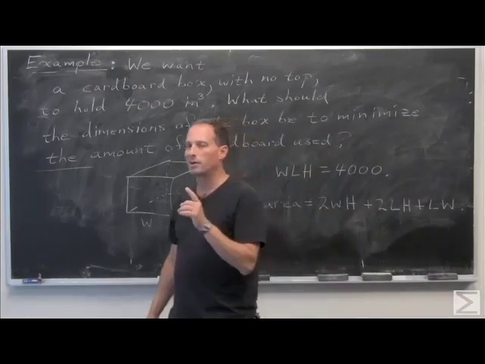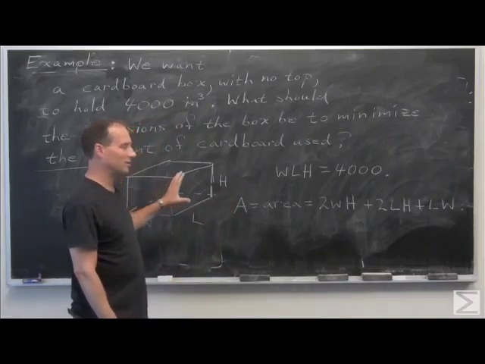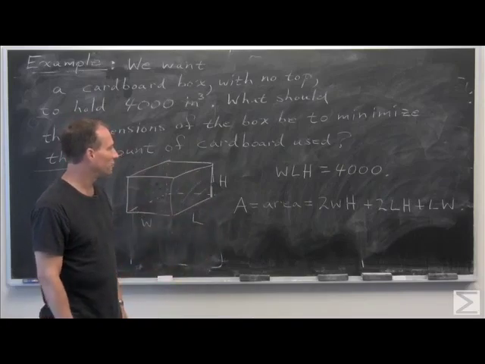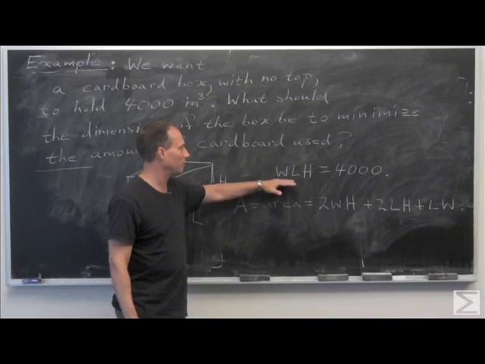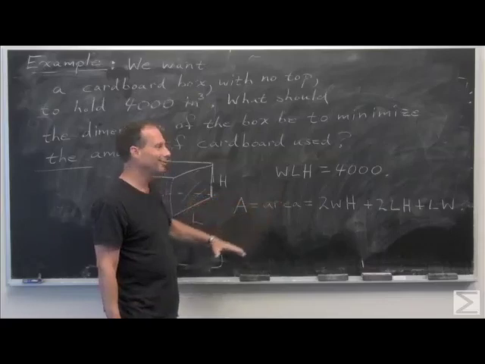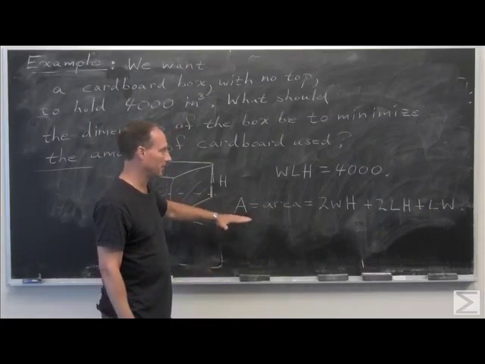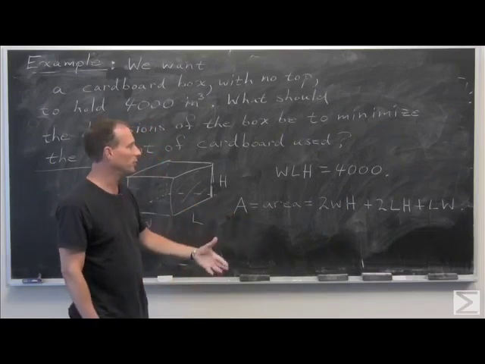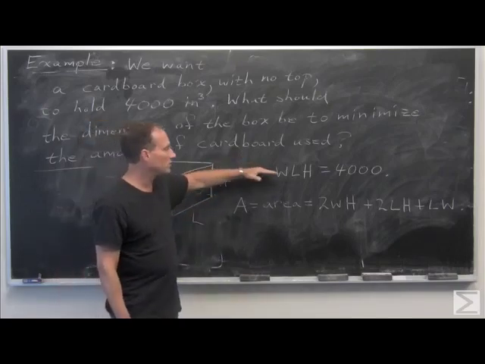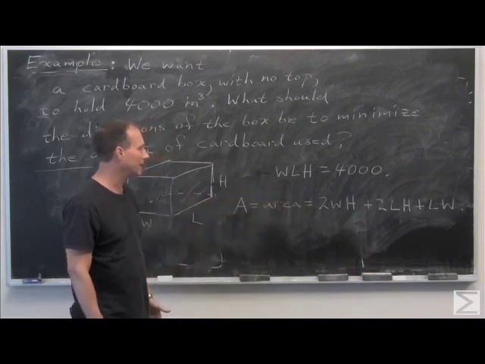Well, you may wonder in this problem, why is there no top on the box? Because if there were a top on the box, the problem would be completely symmetric in terms of L, W, and H. And you could probably guess that L, W, and H should all be the same, so they should all be the cube root of 4,000. And that's just too easy, so we left the top off the box. So this is the function that we want to minimize, the area function, 2WH plus 2LH plus 1LW, since there's no top. But it's subject to this constraint, which stops L, H, and W from varying independently.